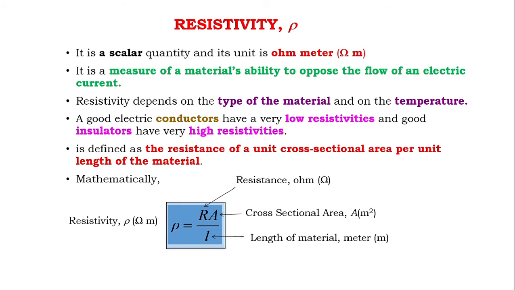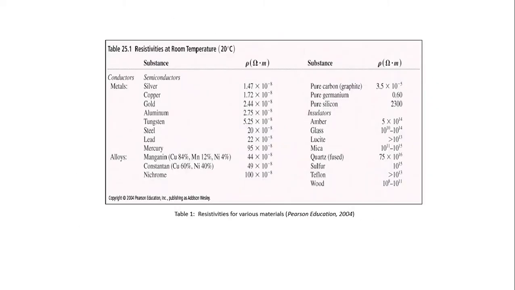And resistivity is defined as the resistance of a unit cross-sectional area, so area per unit length of the material. So ini adalah formula untuk kira resistivity, RA over L. R ni adalah resistance, A adalah area, L adalah length of the material. Okay, so ini adalah contoh value untuk resistivity of the certain material.